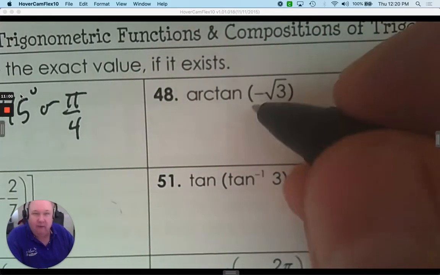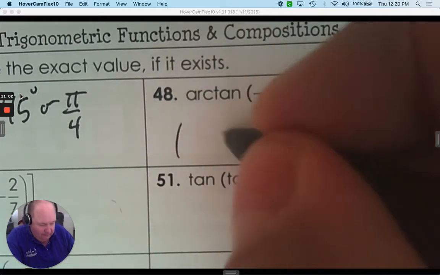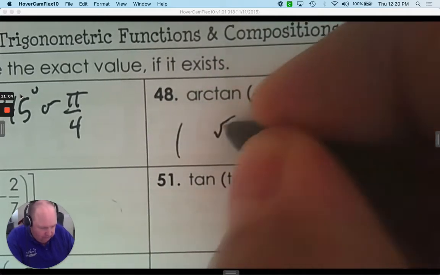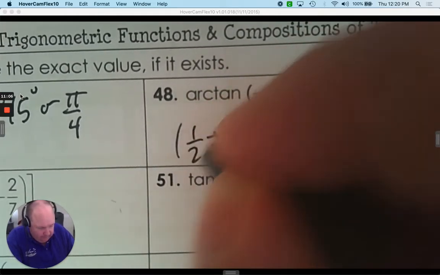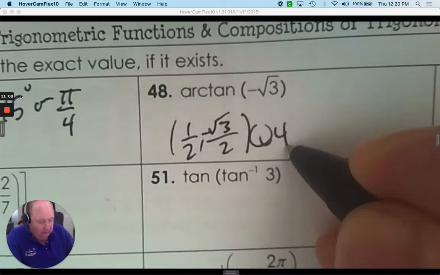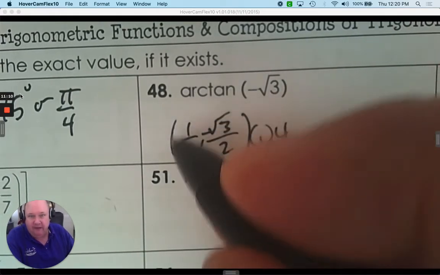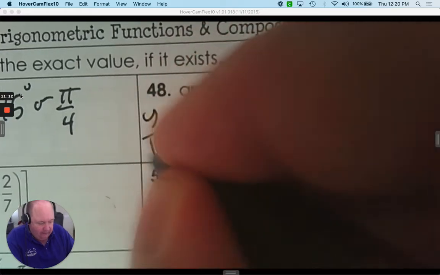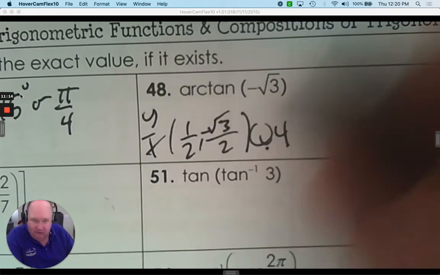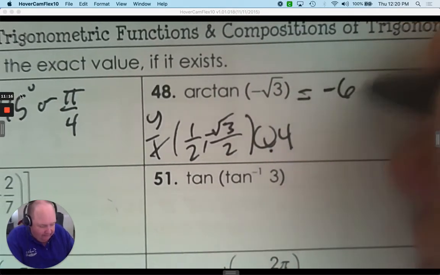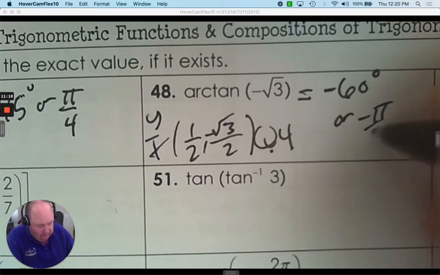Arctangent. At what point when I divide would that be true? So it's this point. We know it's in quadrant number 4. So if I divide the y over the x, that's the angle I get. What angle is that? And we write it as a negative angle. So that's negative 60 or negative pi over 3.